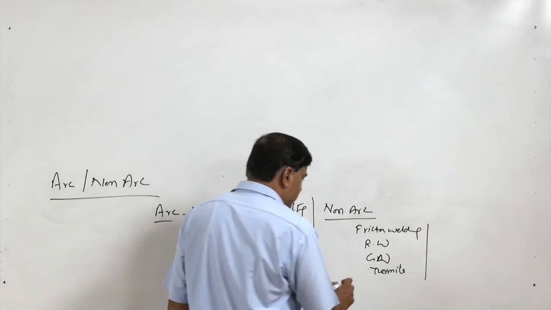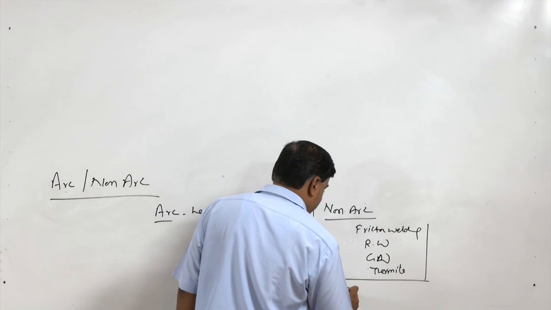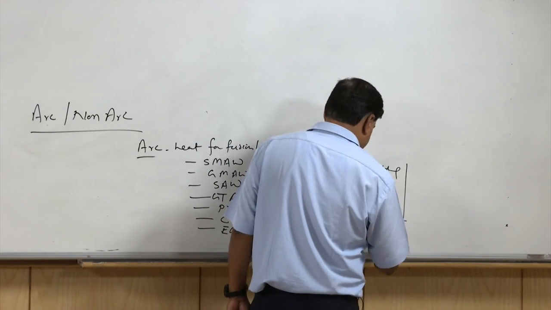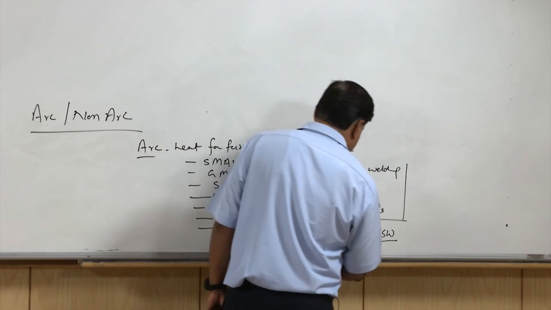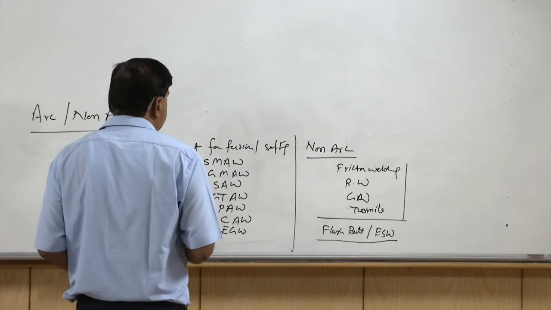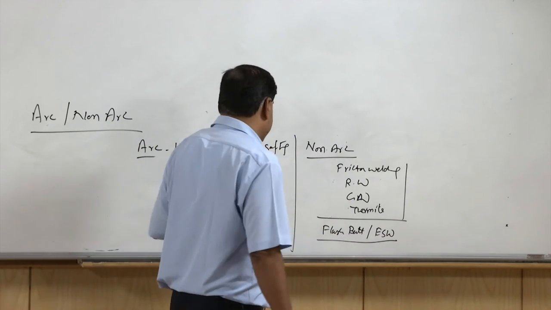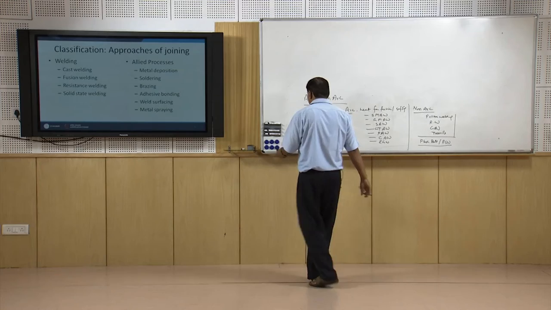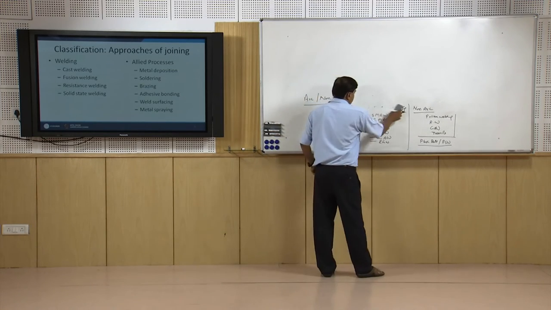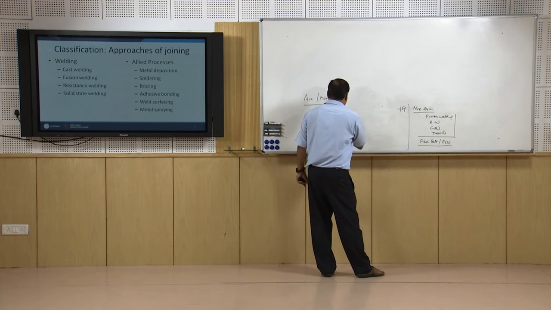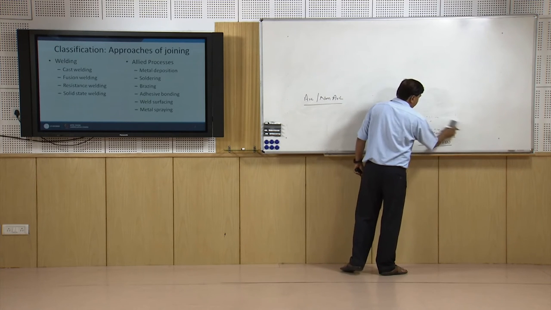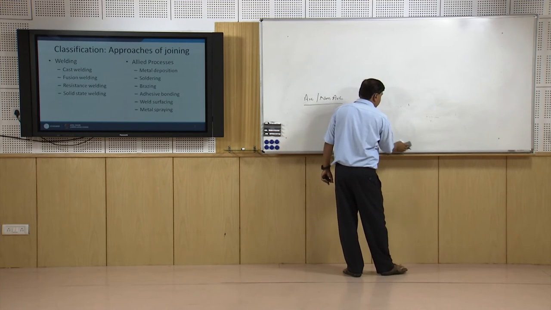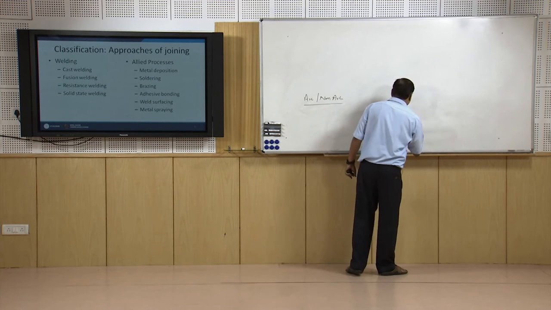But still there are controversies in the case of two processes. One is flash butt welding, and another is electro slag welding. These two processes were found to be difficult to place in either of the categories. Why is it so? I'll elaborate that. Because clarity doesn't exist in terms of the way heat is generated in these two cases, or the purpose for which heat is used in these two cases.